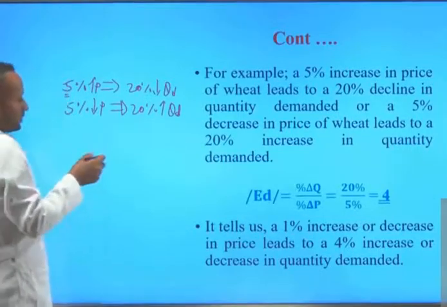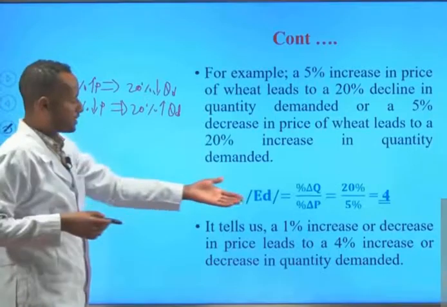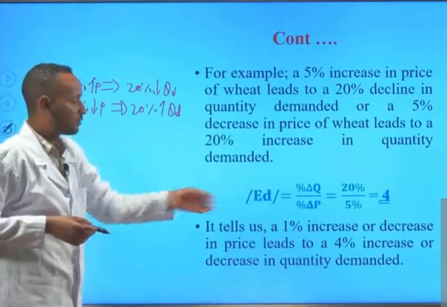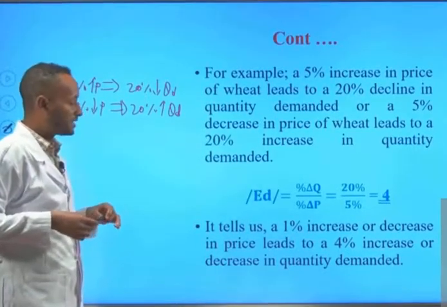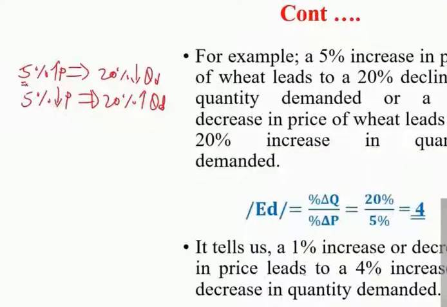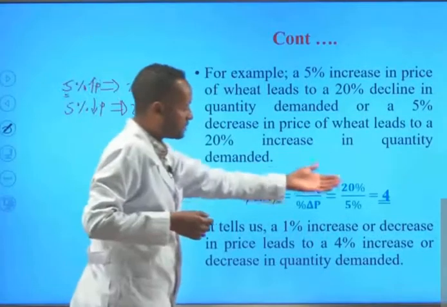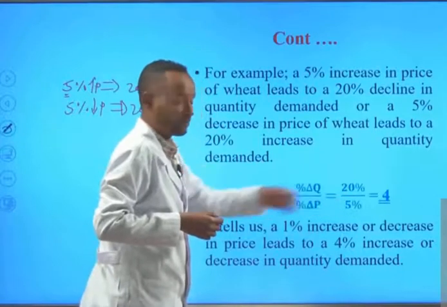Mathematically, the price elasticity of demand is calculated by dividing the percentage change in quantity demanded by the percentage change in price, which is equal to a 20% increase or decrease in quantity demanded caused by a 5% increase or decrease in the price of a commodity. And then when we cancel percent for percent, 20 by 5, we are left with 4.